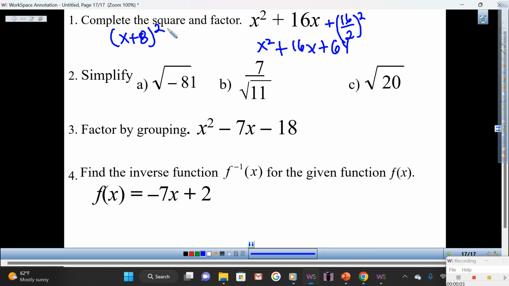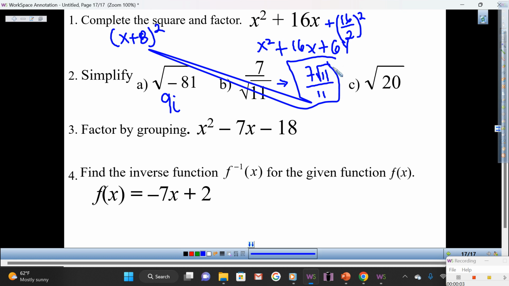All right. Number 2A. Pass them one, Frida. Naya, 2A. 9. I. All right, that is correct. Pass someone. 2B. Jessica. 7 square root of 11 over 11. Hands, if you got that. Yeah, that is correct.